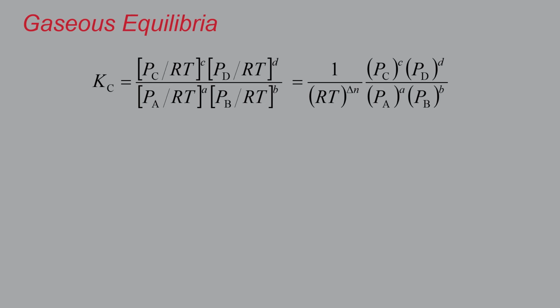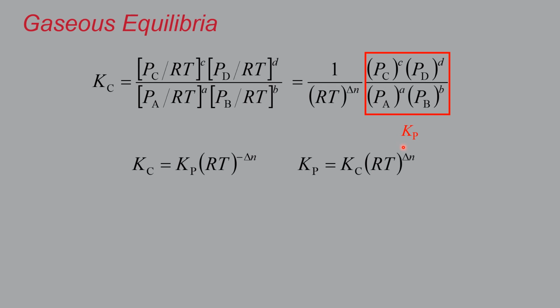Same reaction here. Remember, this is what we define Kp as. So we can say that Kc is equal to Kp times this factor of RT to the negative delta n. If delta n is positive, you can just make that a negative delta n and get rid of that fractional component. Those are mathematically equivalent. And if you want to flip it the other way around, you can say that Kp is equal to Kc times RT to the positive delta n.